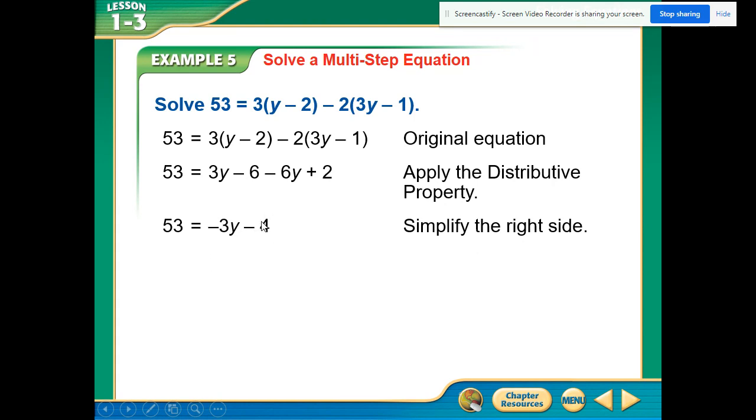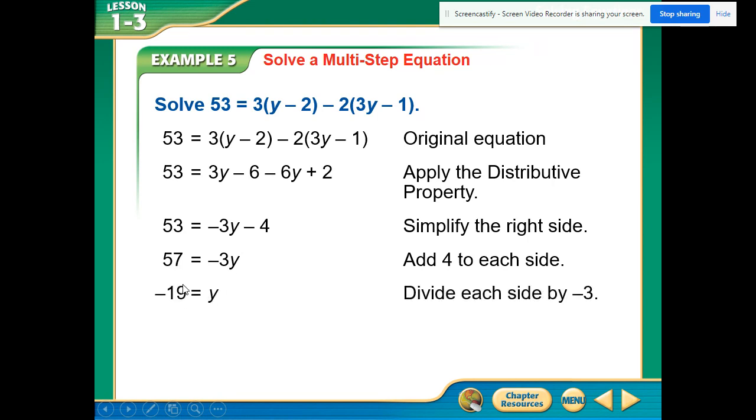Now, if you want to, at this point, flip it around so the 53 is on the other side so it just looks normal, you're more than welcome to go ahead and do that. We're not going to do that right now, but you could. So we're going to add 4 to both sides, so 53 plus 4 is 57. And then we're going to divide by the negative 3, and we get negative 19. So our answer is negative 19.